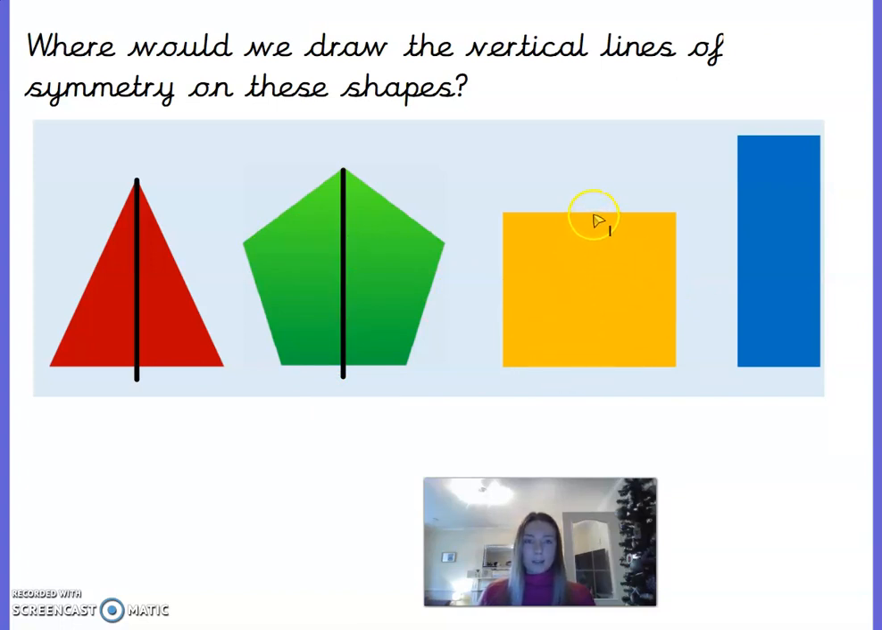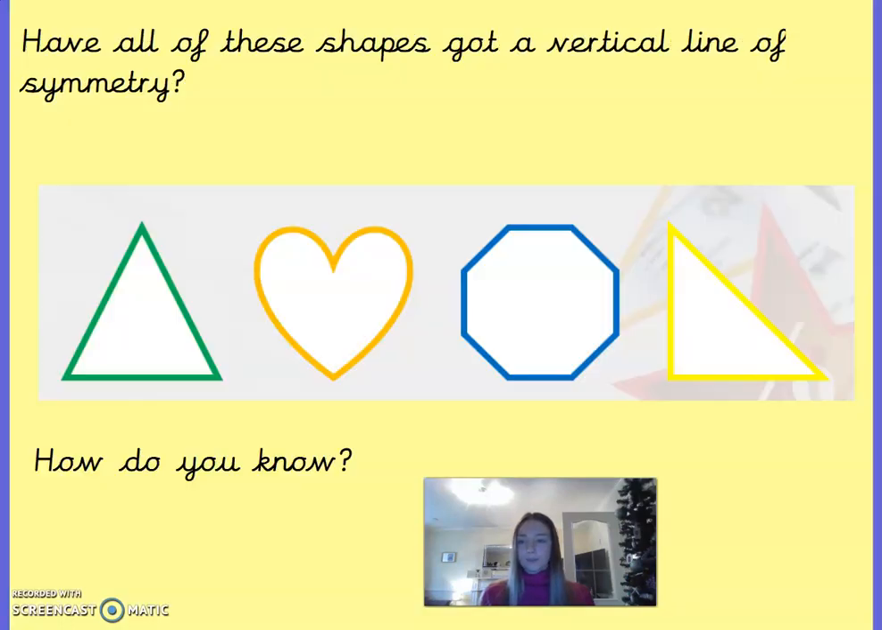Let's have a look at the square. So I'm going to find the middle of the square, which is around here, and draw my vertical line of symmetry from top to bottom. We can also do it from bottom to top. So if I have a look at the rectangle, I can draw my vertical line of symmetry going from the bottom to the top of my rectangle. So all of these shapes have all got vertical lines of symmetry.